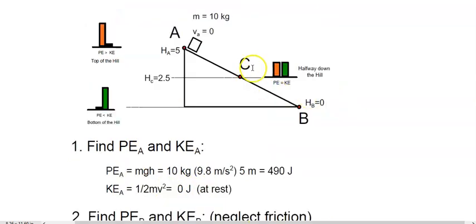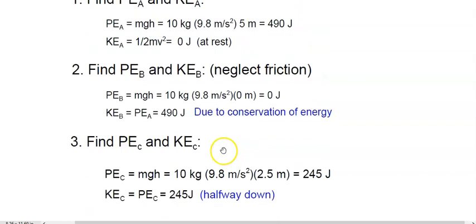The next question is to determine the potential energy and kinetic energy halfway down the hill. So we can see that the potential energy at C equals mgh. And so 10 kilograms times 9.8 meters per second squared times the halfway down the hill, which is 2.5 meters, giving us 245 joules. That is half of the original 490. So the PE had 490 and it reduced to 245, and the PE gave 245 to the kinetic energy, which also has 245 joules. So PE and KE are equal halfway down the decline.